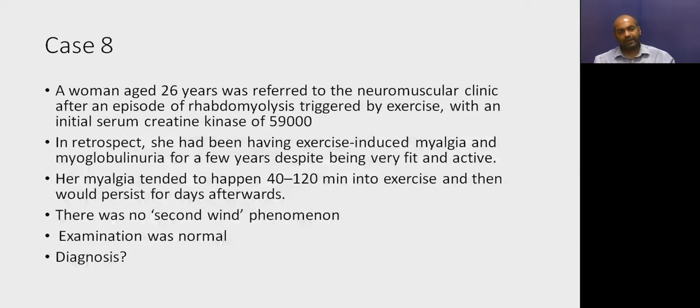Let's look at another case. A woman aged 26 years was referred to a neuromuscular clinic after an episode of rhabdomyolysis, which was triggered by exercise, with an initial serum creatine kinase of 59,000. She says that in retrospect, she has been having exercise-induced myalgia and myoglobinuria for a few years, despite being very fit and active. Her myalgia tends to happen 40 to 120 minutes into exercise and then persists for days afterwards. And there is no second wind phenomenon.